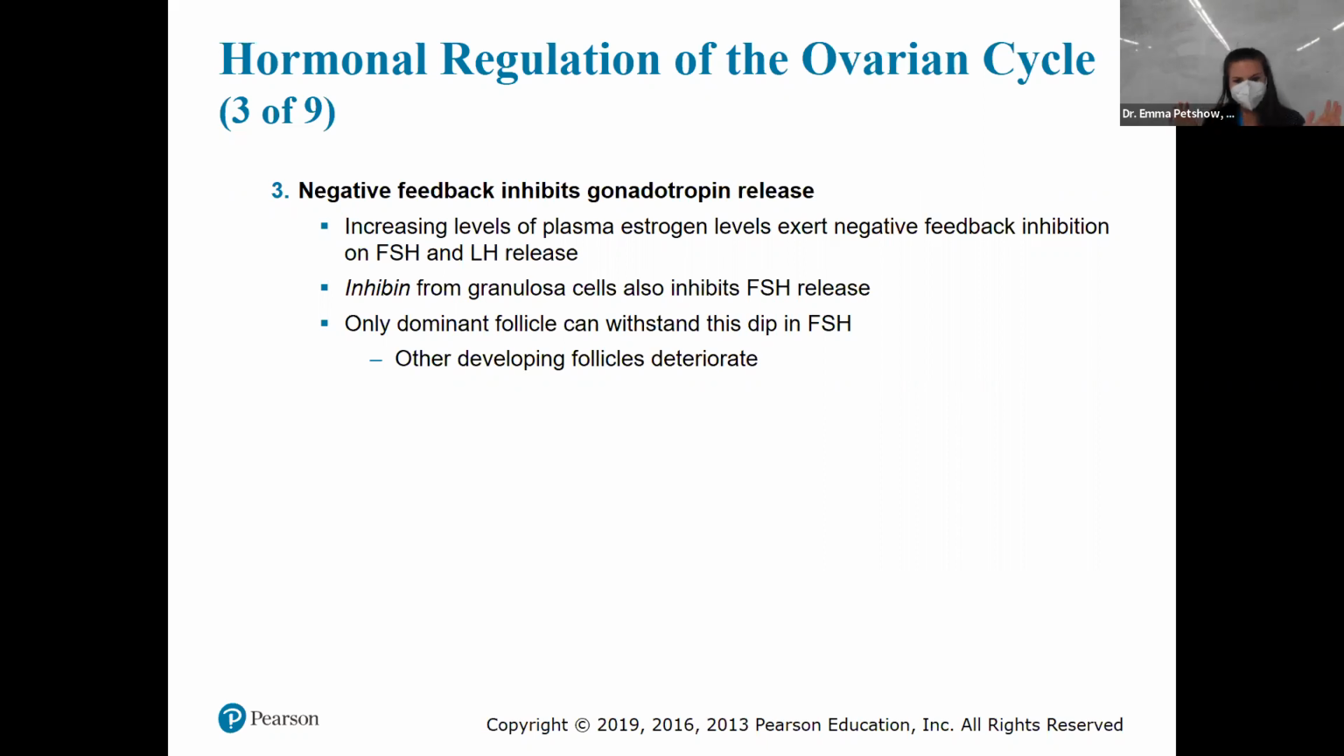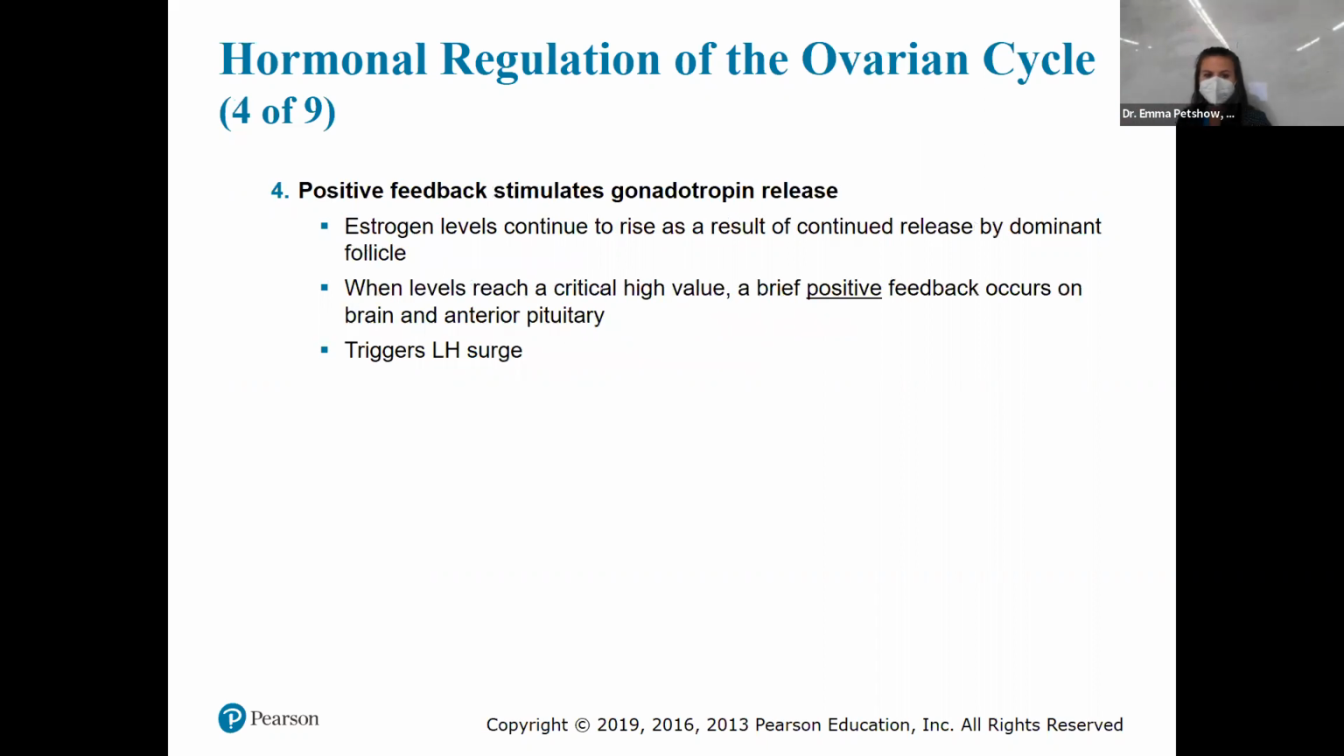Negative feedback is going to inhibit your gonadotropin release. So in general, increasing plasma estrogen levels, you're going to have that negative feedback occur, inhibiting FSH and LH, but also inhibin locally is going to do the same thing. It's going to inhibit our FSH release as well. Only one dominant follicle that's already gotten large enough can withstand the dip in FSH that inhibin causes. And that's how that one follicle typically is the one that dominates, and the other follicles then deteriorate.